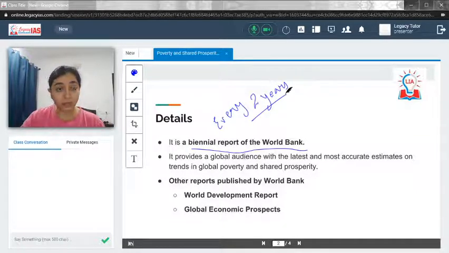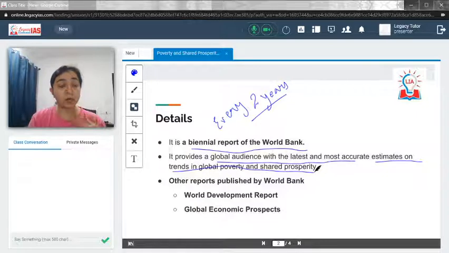What is the major area or what is its exact objective? It provides a global audience with the latest and most accurate estimates on trends in global poverty and shared prosperity. So this report will try to collate the data at the global scale and will provide the latest trend in terms of global poverty as well as shared prosperity. These are the main things which are part of this report.